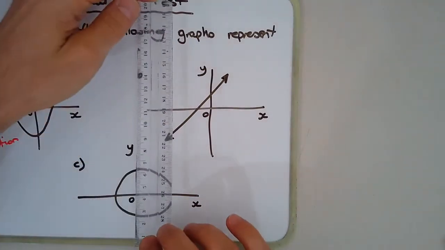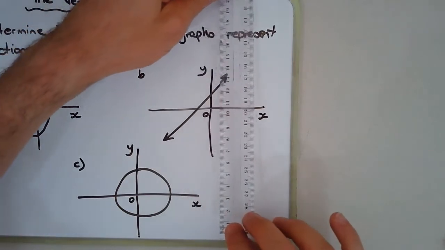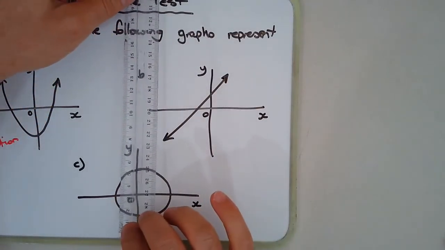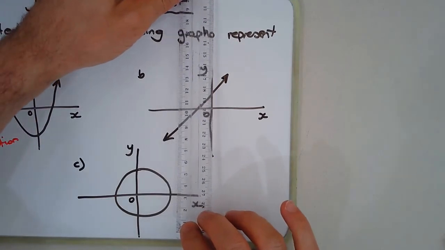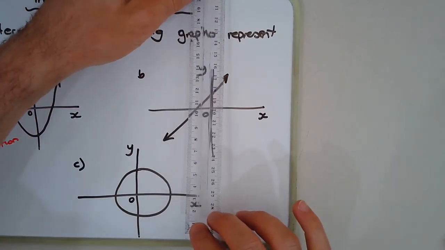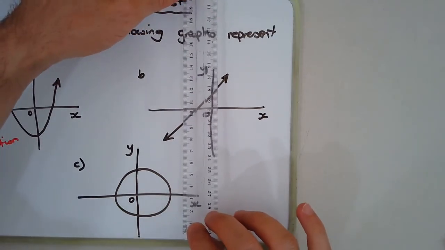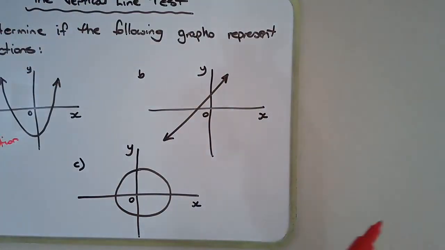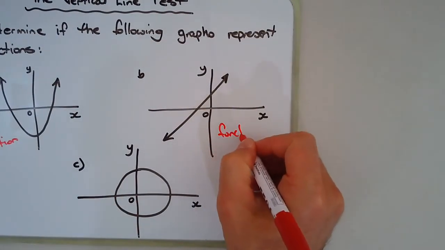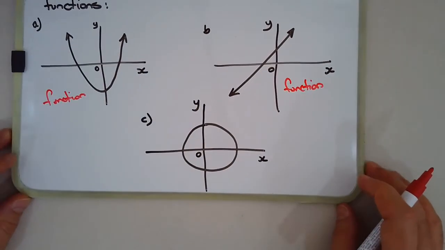Again, take our vertical line, and sweep it from left to right, or right to left, doesn't really matter. Let's just go from one side to the other. Check to see if it intersects with the graph more than once. Once is fine, of course. That's what a function is, isn't it? One x value giving you at most one y value. This one clearly passes as well. So this one also we can give the tick of approval for being classed as a function.